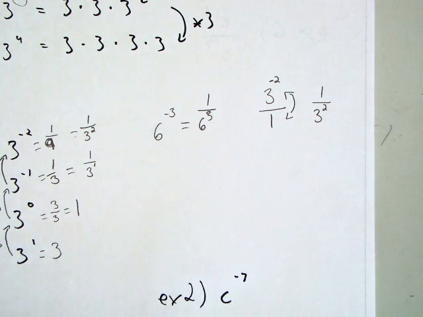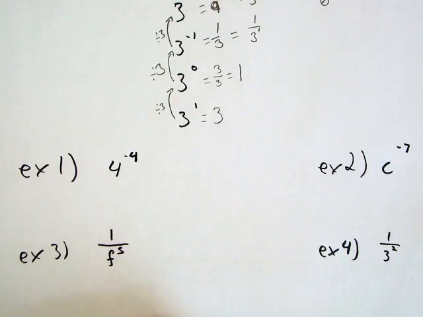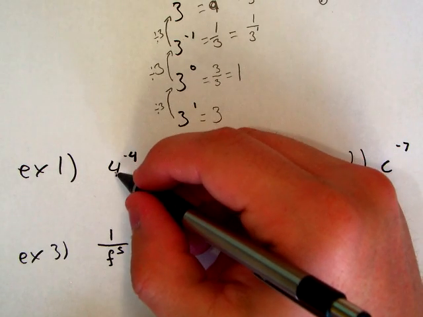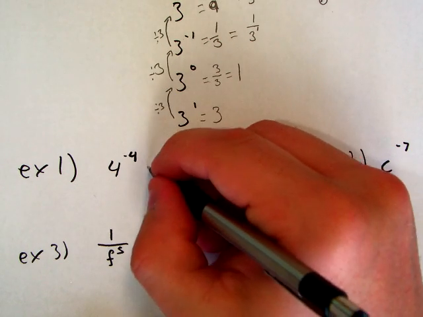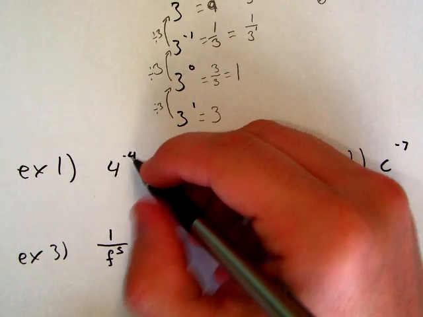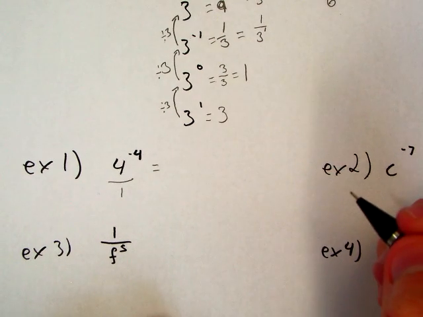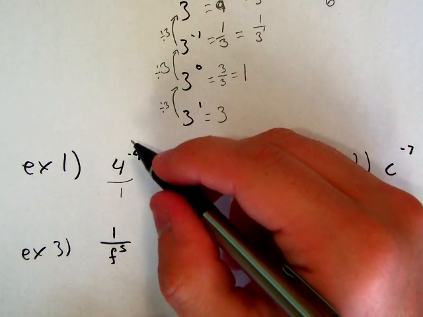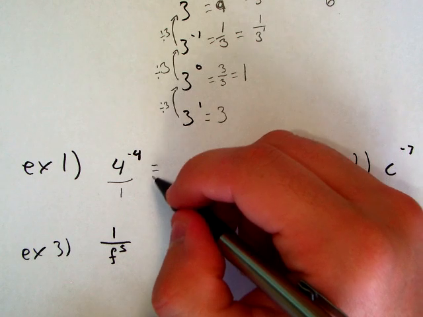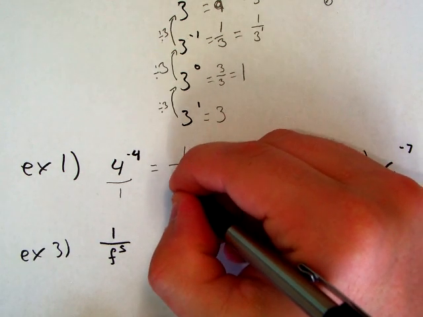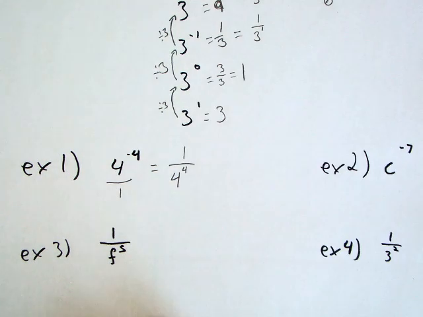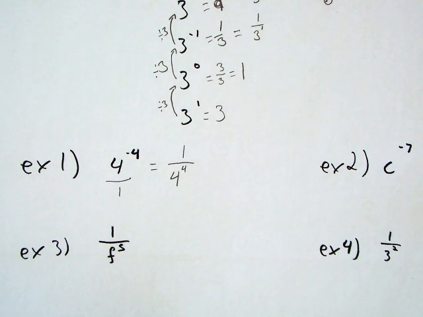So let's utilize that information to help us with some of these examples. Example 1. Rewrite this with a positive exponent. So 4 to the negative fourth really means that this is in the numerator. The negative sign means I flip it to the denominator and get rid of the negative sign. So now this is 1/4 to the fourth.